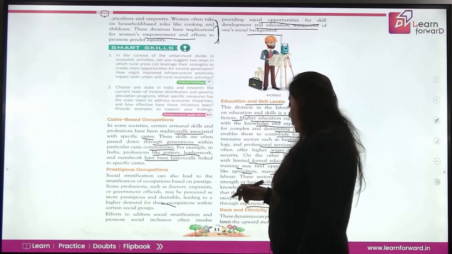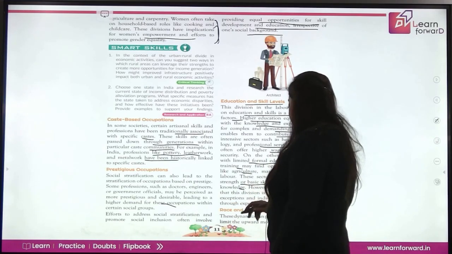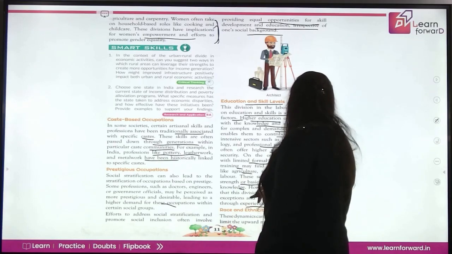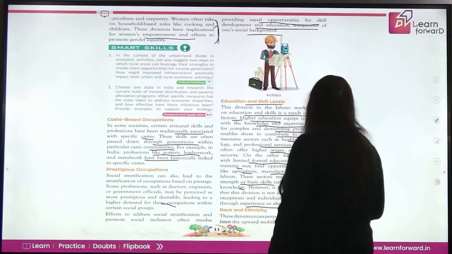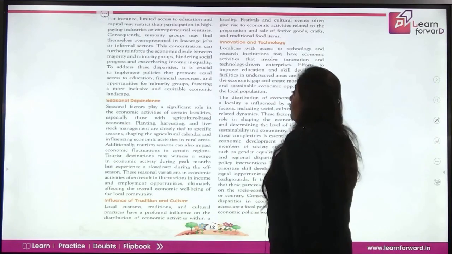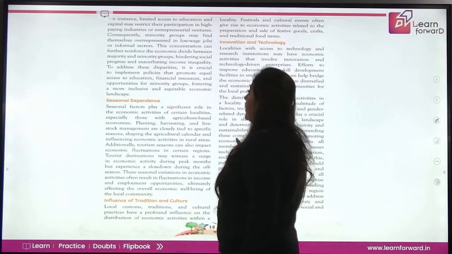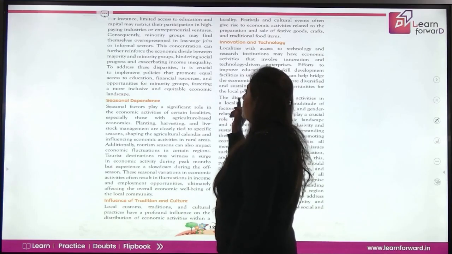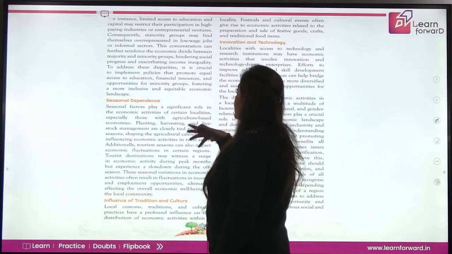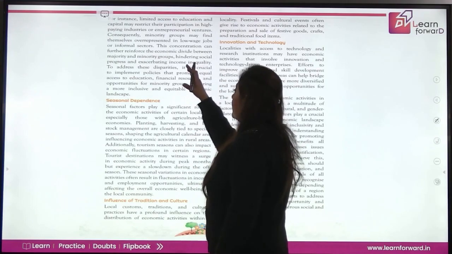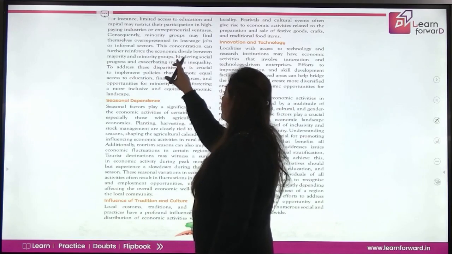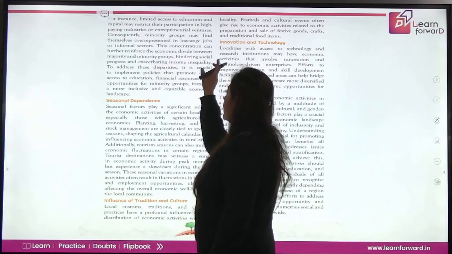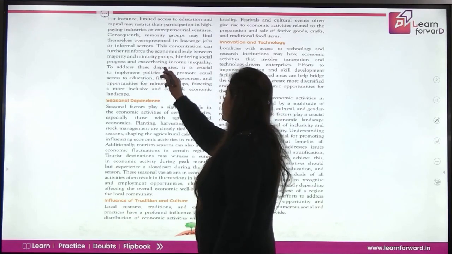Now let's talk of race and ethnicity. These dynamics can perpetuate inequalities and limit the upward mobility of minority groups. Now, for instance, limited access to education and capital may restrict participation in high-paying industries or entrepreneurial ventures. Consequently, minority groups may find themselves overrepresented in low-wage jobs or informal sectors. This concentration can further reinforce the economic divide between majority and minority groups, hindering social progress and exacerbating income inequality.